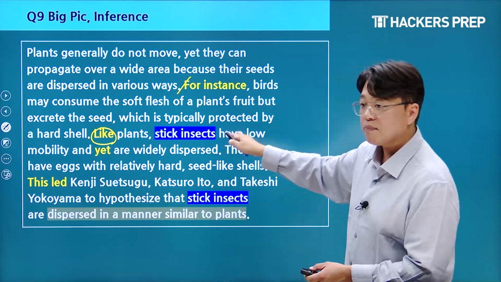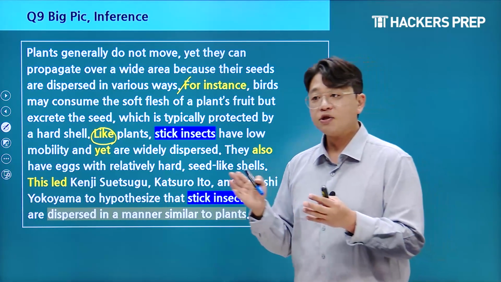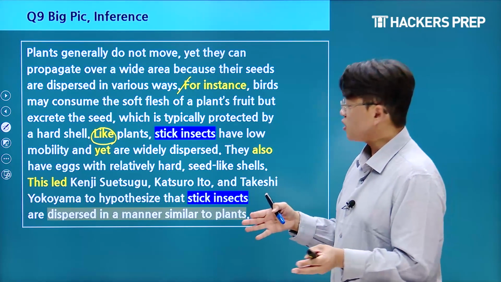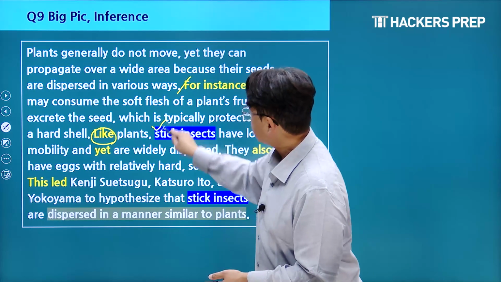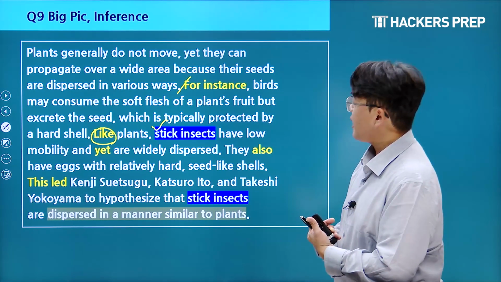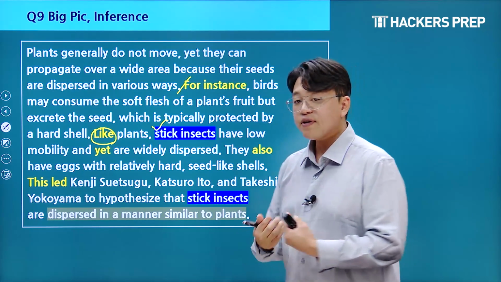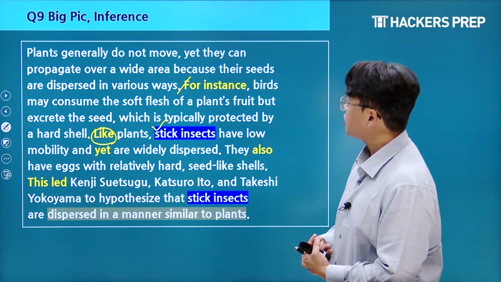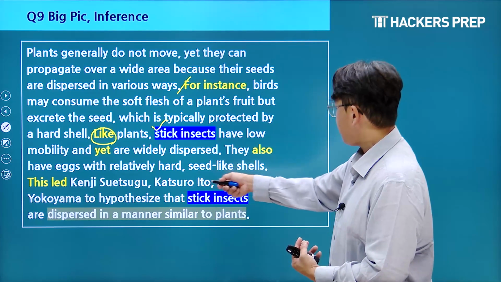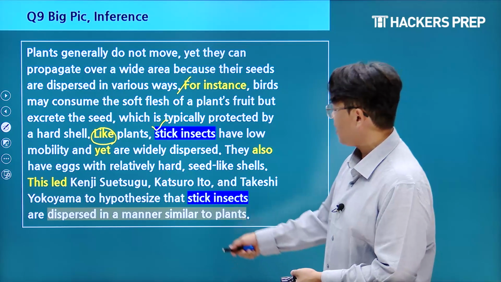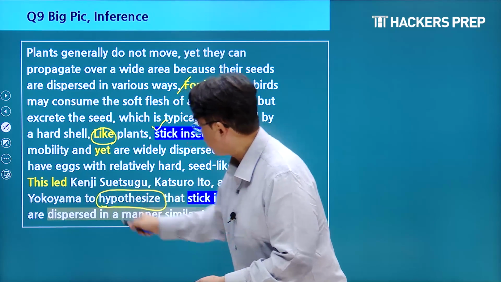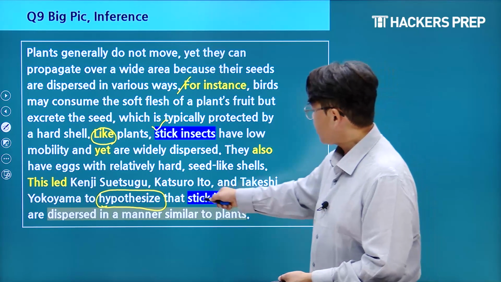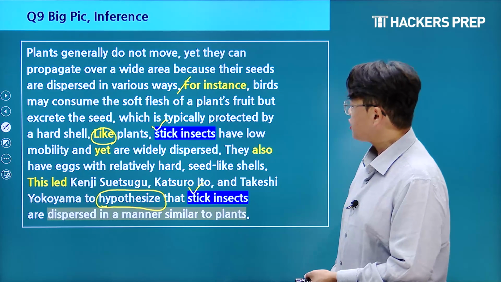And this is the right topic of the text because although the passage starts with information about plants, it actually focuses on stick insects. Like plants, stick insects have low mobility and yet are widely dispersed. So it's very similar to plants. They also have eggs with relatively hard seed-like shells. This led KS, KI, and TY to hypothesize. This is exactly what we're looking for, right? So this led these people to hypothesize that stick insects are dispersed in a manner similar to plants.